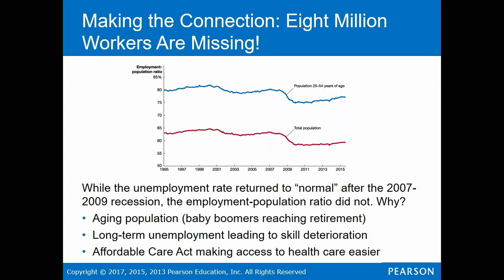For prime age workers, so workers 25 to 54, we still saw the employment to population ratio drop by 1.7 percentage points. So it's smaller than the overall, but there's still something going on with younger people as well. Again, not just boomers.